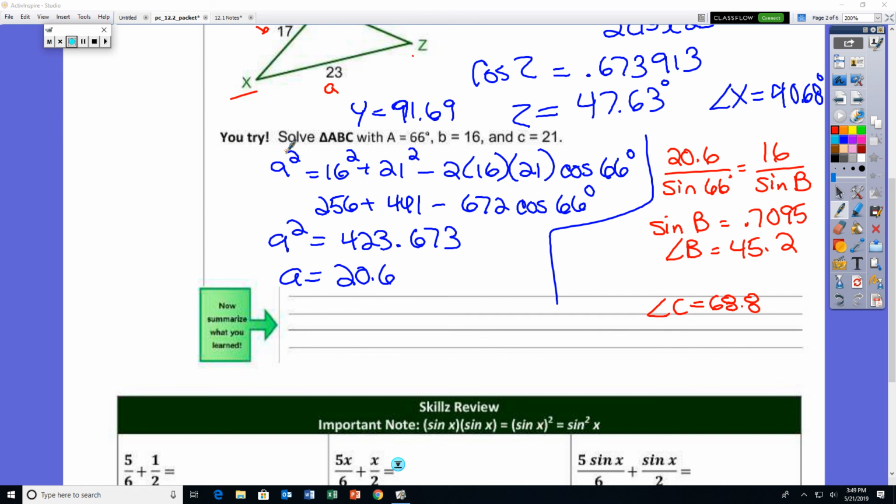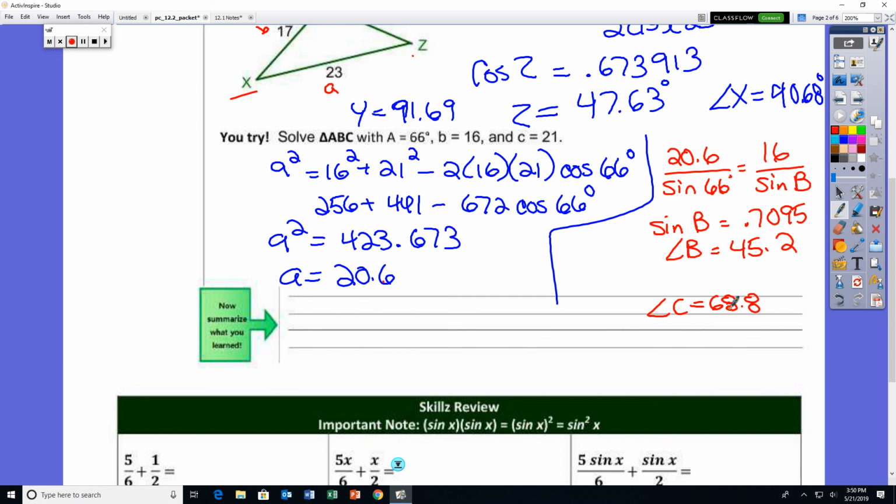Alright, and now, last but not least, this is the Try. So here's all your work right here. I use the law of cosines to find that side a is 20.6. And after I can use that, I'm going to actually take it back to the last section and use the law of sines to be able to find sine of B is equal to 0.7095. Take the inverse to find angle B as 45.2 degrees. Now I know what angle B is. I know what angle A is that was given to me. I can subtract from 180 to find angle C.